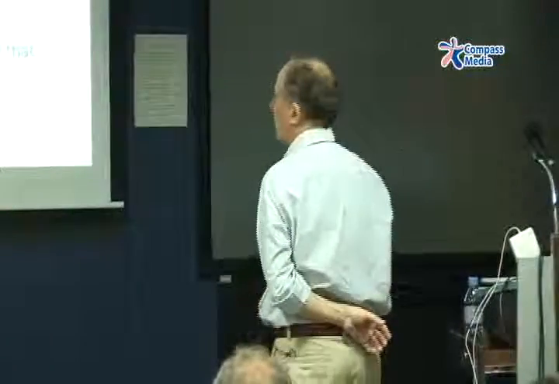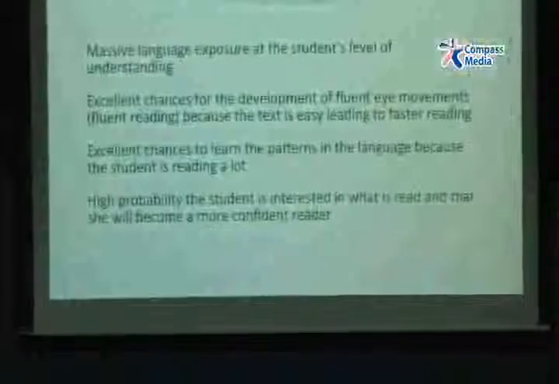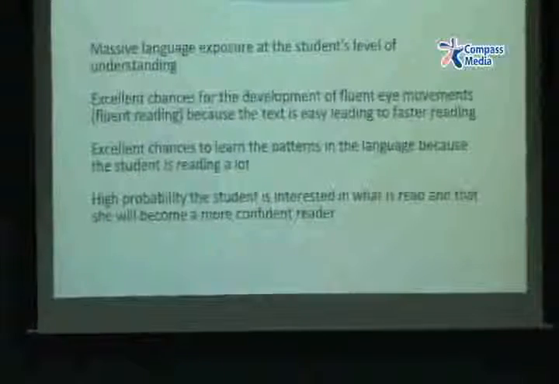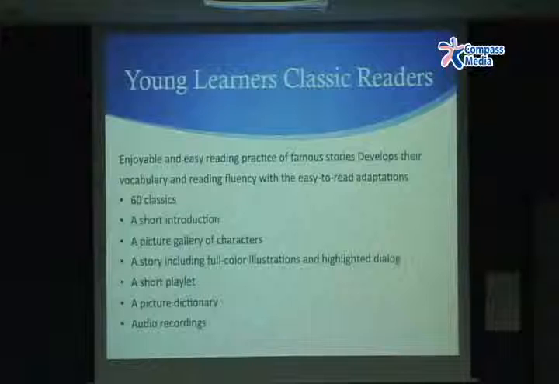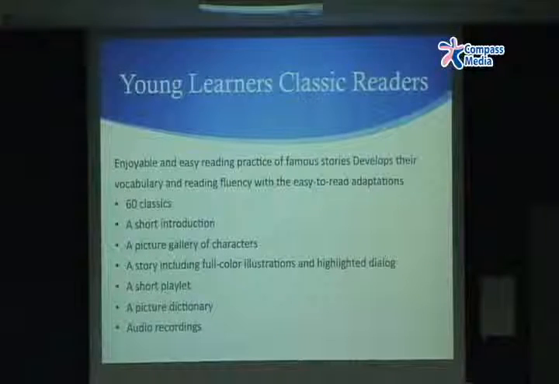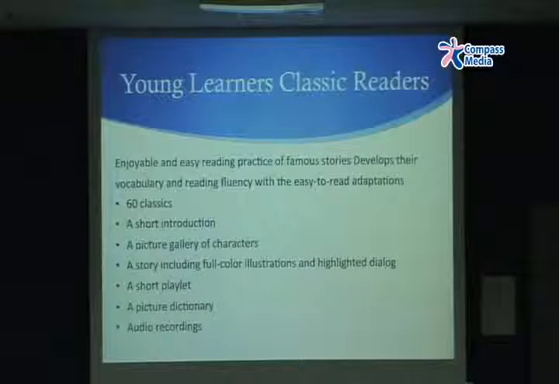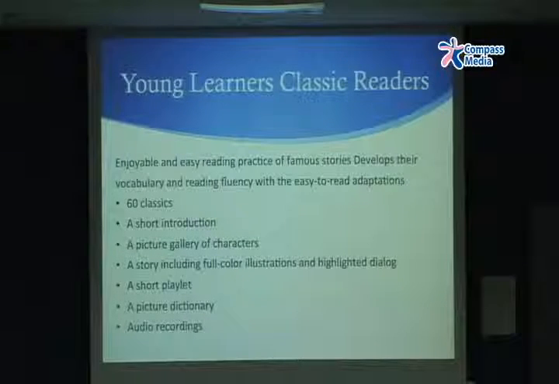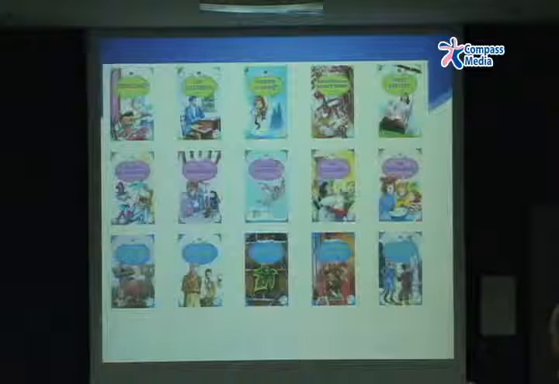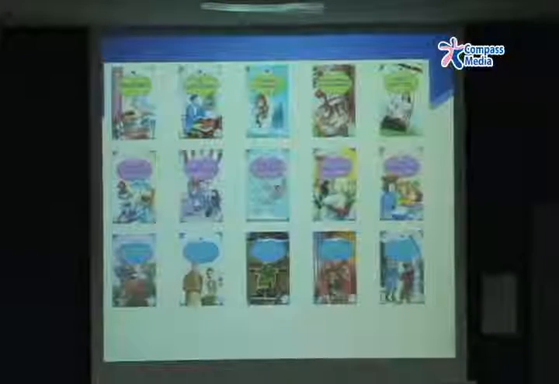So there's a high probability the student's going to be interested in what they read and become a more confident reader. Okay? Here we go. So this is an example of some of the reading material that Compass has. Young Learner Reader Classics. I'm just going to go through this quickly. I'm sure there are other sessions for you to come and have a look at these things. So Young Learner Classics, 60 classics, very, very good material. This is an example of some material which is great for kids.